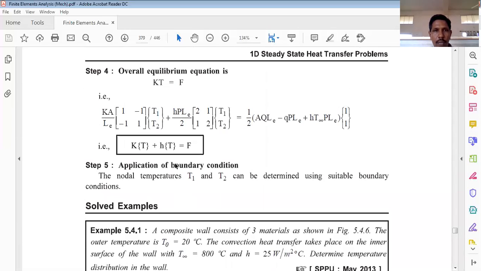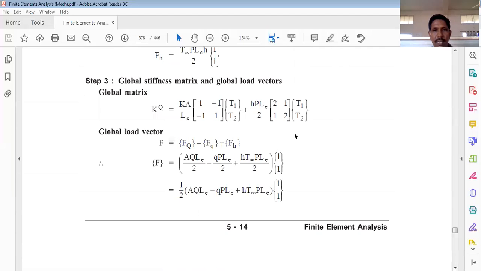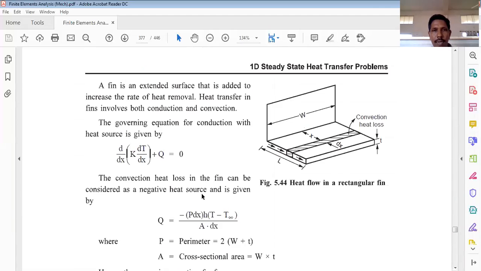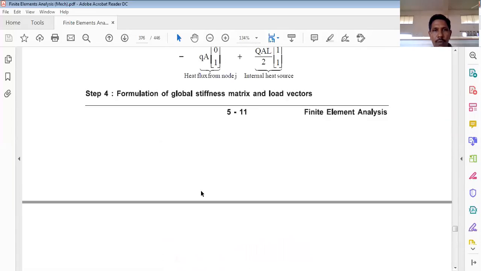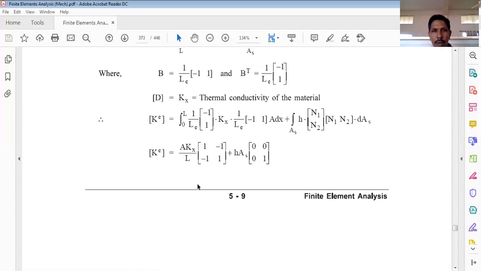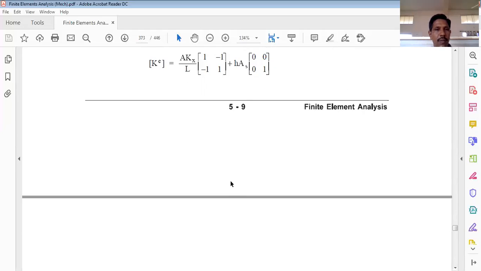Now, it is required to note that the stiffness matrix consists of a matrix of conduction and convection. The convective part is given by the expression hA in the matrix of 0, 0, 0, 1. As the convective heat transfer coefficient is specified at node number 1, we have to add the value of h, as A is equal to 1. h we have to add at the 1 cross 1 entry of the global thermal conductivity matrix.